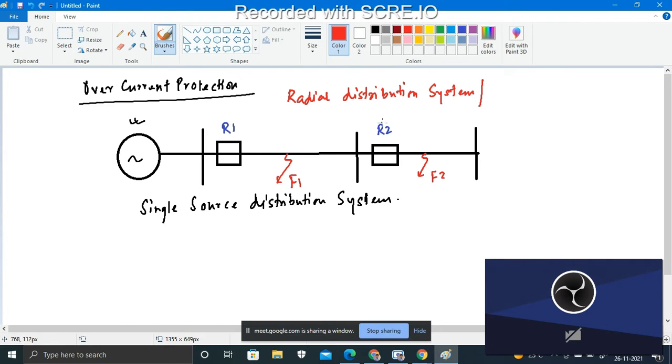So another distribution system we will see. Okay, because the radial distribution system, that thing you already know in the power system. So another distribution system will also be known as the ring main distribution system, right?